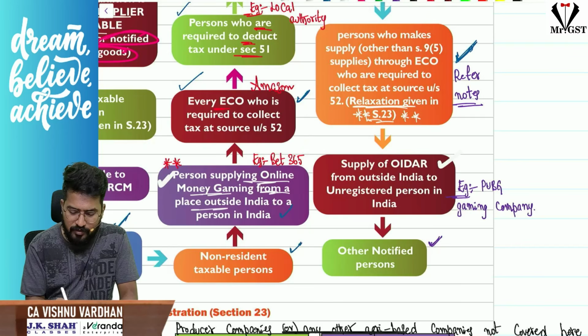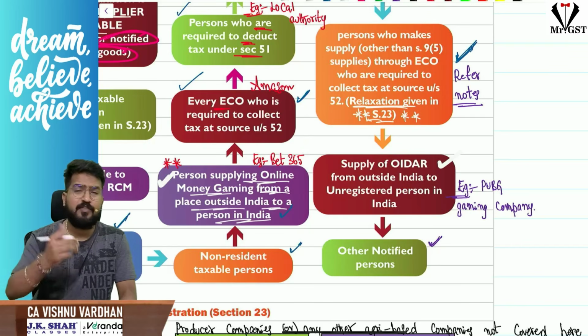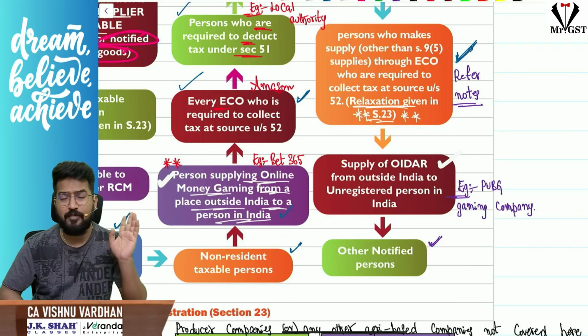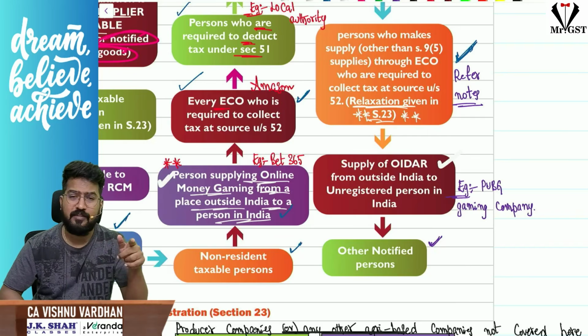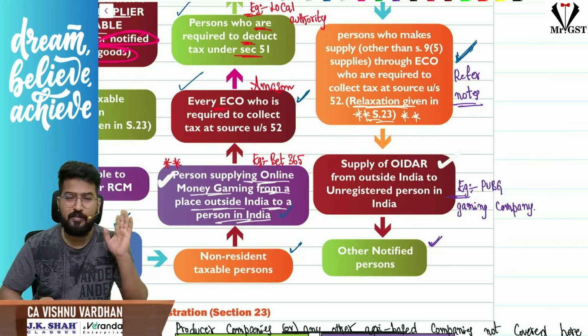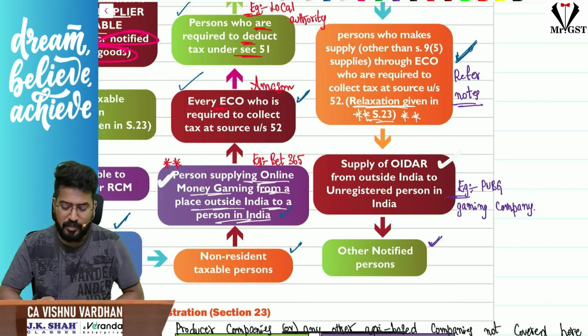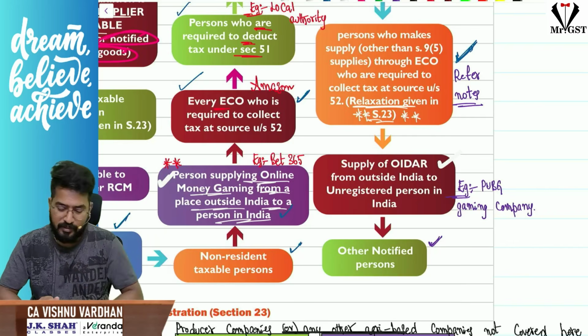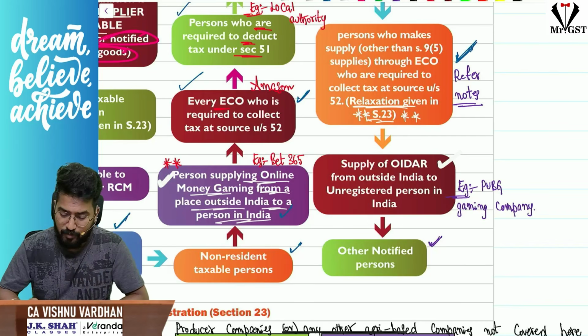Online money gaming, Bet365, Rummy Circle kind of games, from outside India. Online money gaming is different. Online gaming is different. Online money gaming involves betting. So for online gaming you can take PUBG. For online money gaming you can take Rummy Circle, Bet365, Dream11 kind of thing. So if anybody from outside India provides these services to a person in India, then definitely they should take registration. Very important.